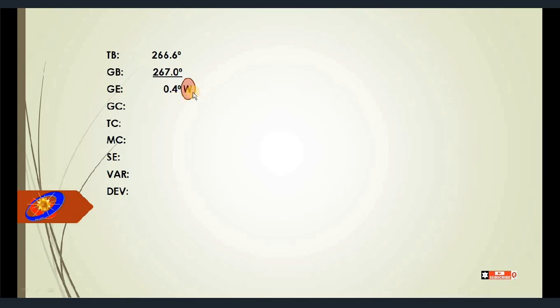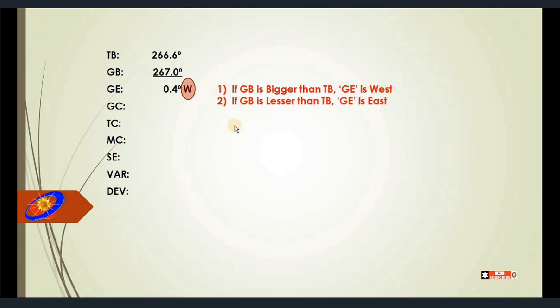And why west? Of course, we have rules. Number one rule, if gyro bearing is bigger than true bearing, gyro error is west, like we have right now. Number two rule, if gyro bearing is lesser than true bearing, then the gyro error is east. So for now we have west.